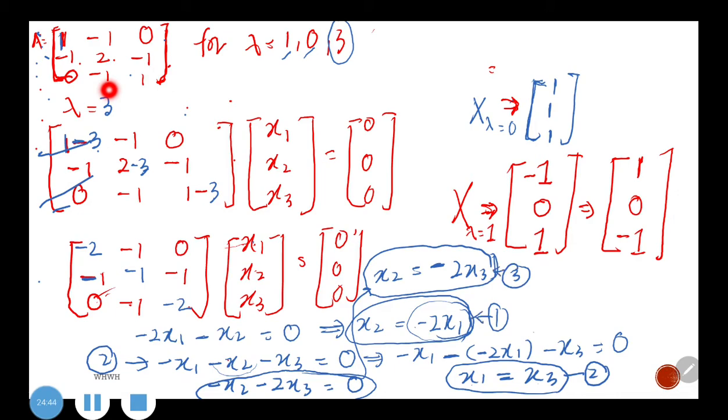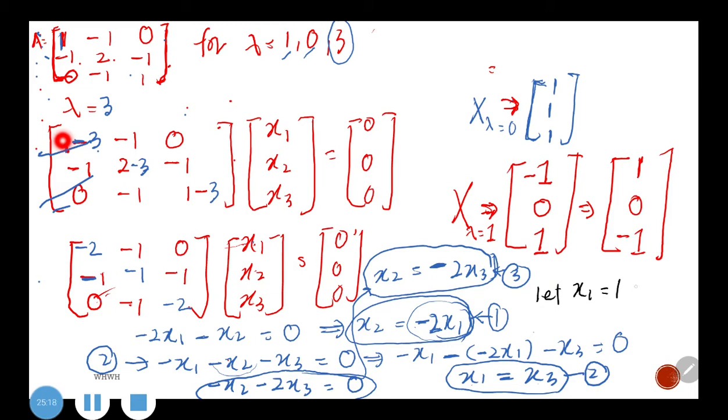So basically, kalau kita tengok kat sini, x1 tu sebenarnya sama dengan x3. Whereas x2 tu adalah negative 2 kali x3 ataupun negative 2 kali x1. So basically for your lambda equals to 3 ni, you can let any number. Katakanlah kita let, let's say we let x1 sama dengan 1.